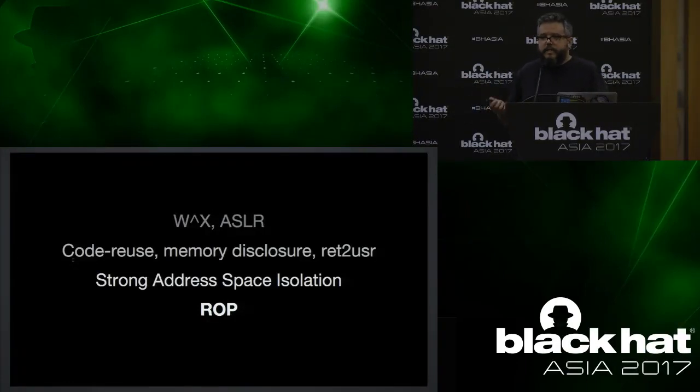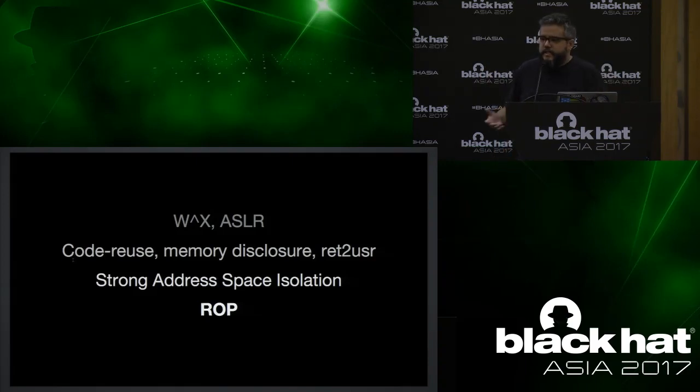Also, we have memory disclosure bugs that enable an attacker to read arbitrarily from memory. And by doing that, he's able to infer which are the addresses that he needs to corrupt or places where he needs to point the code pointers to. So he's able to infer the randomization offset used by the ASLR and bypass this sort of protection. And specifically for the kernel setting, we have something that we call return to user attacks.